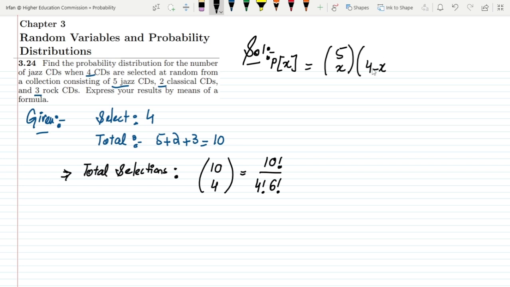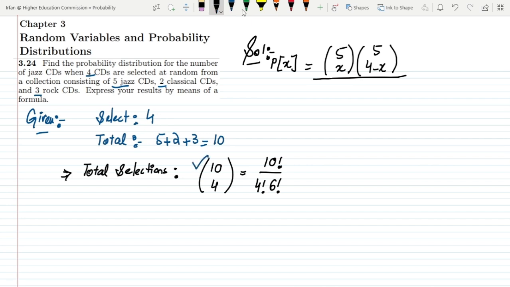Now the CDs left behind are 10 minus 5. Which are those 5? Those are the 2 classical and 3 rock CDs, which ultimately give me 5. So these are the numbers of CDs I have to select, divided by the total number of selections which I have already found out.